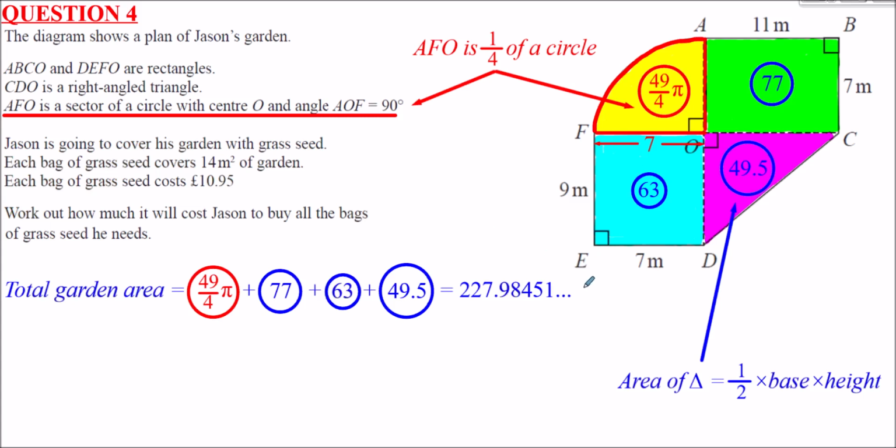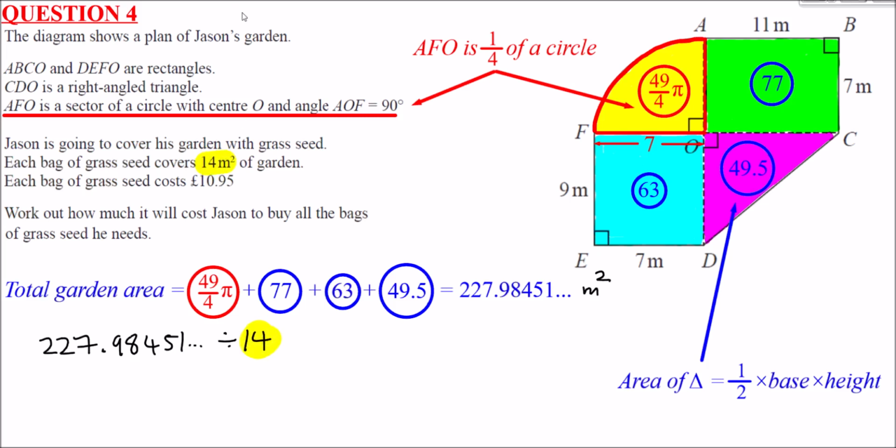So from here what we need to do now is consider the rest of the question. He's going to cover all of this area of 228-ish square meters with garden seed. Each bag, he says, covers 14 square meters of garden. So how many bags are needed to cover 227 and so on? Well, the total bags needed would be the total area that needs to be covered, this 227.98451 figure, divided by 14. That'll tell us how many bags are needed for covering this full area.